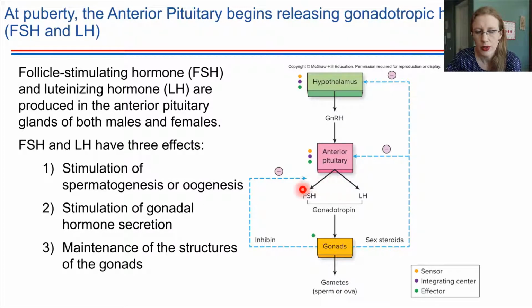What these two hormones do, the gonadotropins, FSH and LH, they help to regulate a few key things with regards to reproduction. They help to stimulate production of sperm and eggs, so that's number one. They also help to stimulate how many sex hormones are being produced by the gonads. That includes things like testosterone, estrogen, progesterone, and then they also help to just maintain the physical structures throughout the body that are relevant in reproduction.